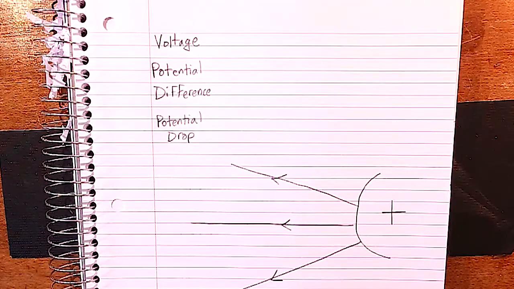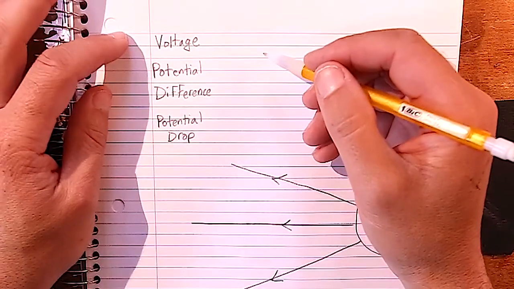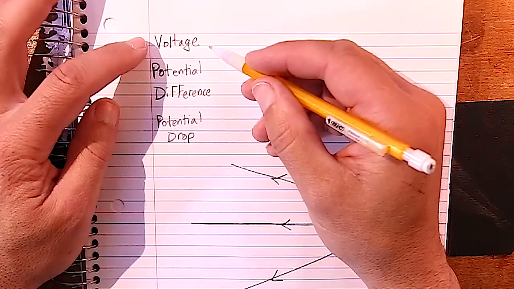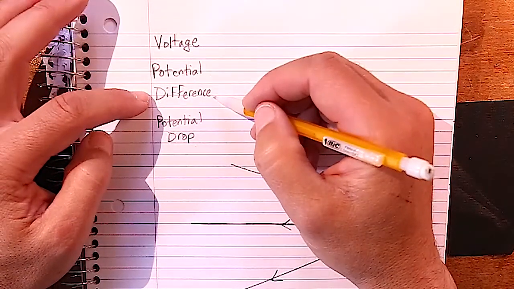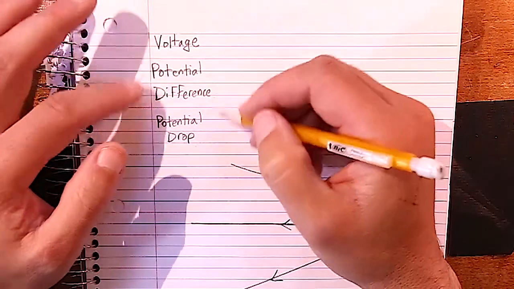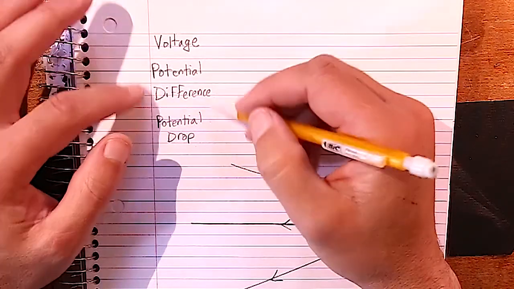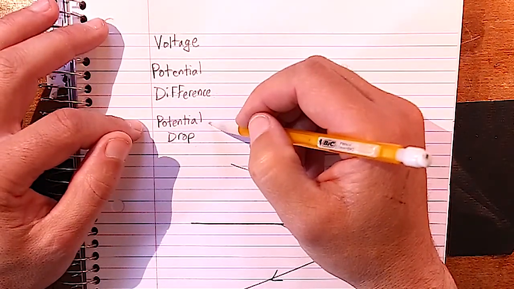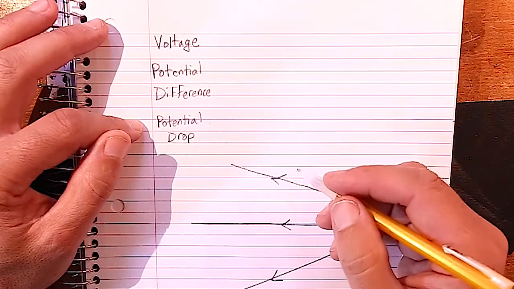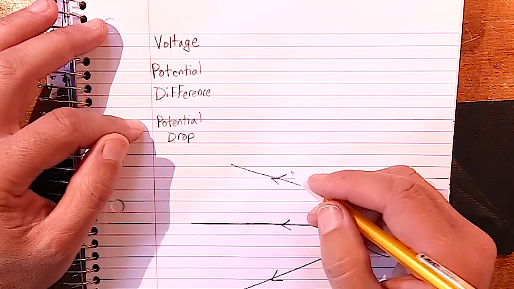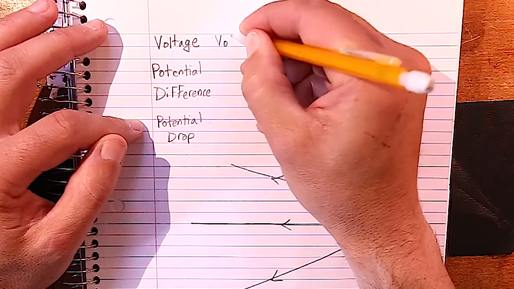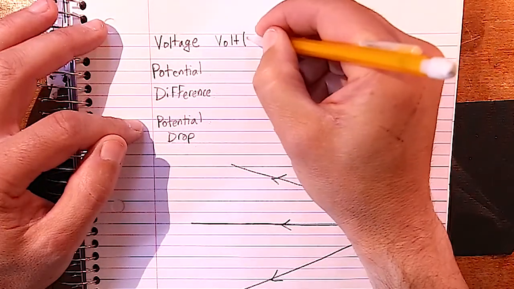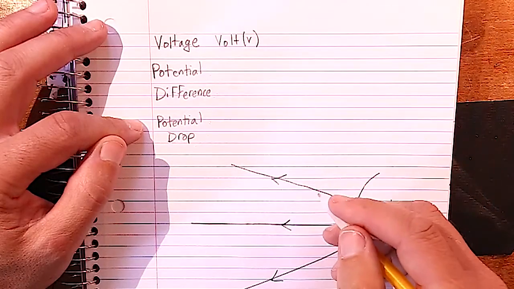Voltage is a particularly tricky concept. The first thing that you need to know about voltage is that it has a couple of different names, and those names are potential difference and potential drop. So you need to memorize that because they use these interchangeably. Voltage is a scalar. It doesn't have a direction to it, unlike the electric field, and the unit for it is the volt, which is just a capital V for the unit.